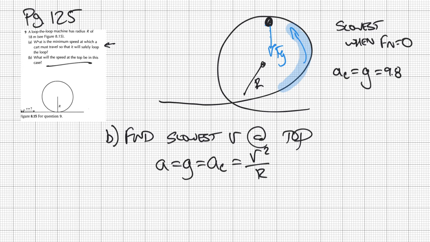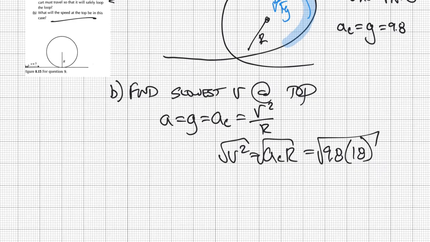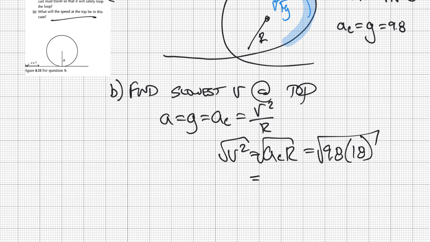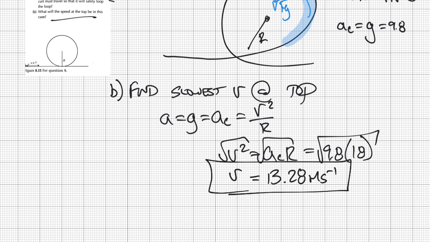So I can then say that v squared equals ac times r, and then I'm going to square root that. And I'm going to get the square root of 9.8 times 18. So the velocity at the top is going to be, I believe, 13.28 meters per second. So that's the slowest velocity I could go at the top and still make it. If I go any slower, I'm not going to have the momentum to continue along the track. I'm actually going to start falling off of the track.